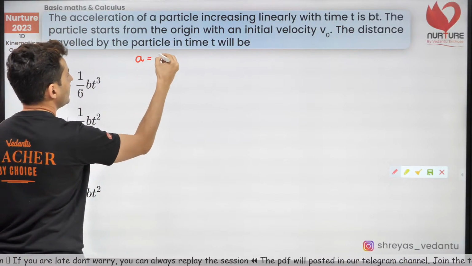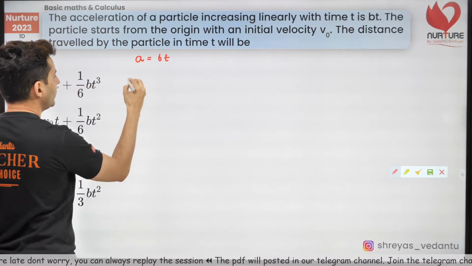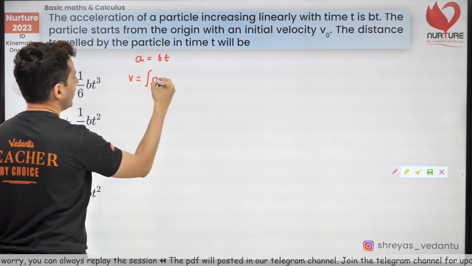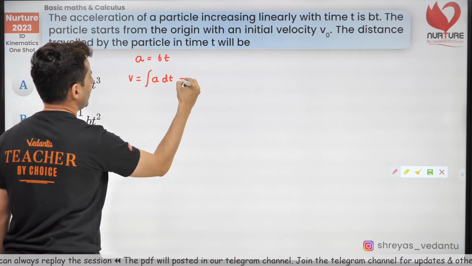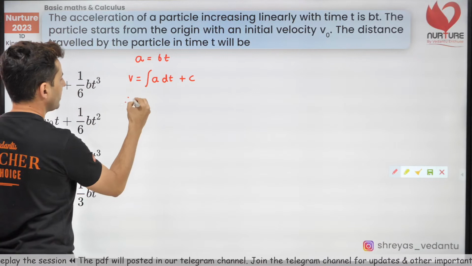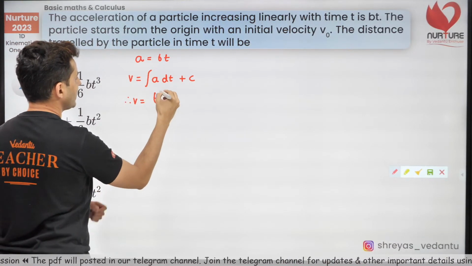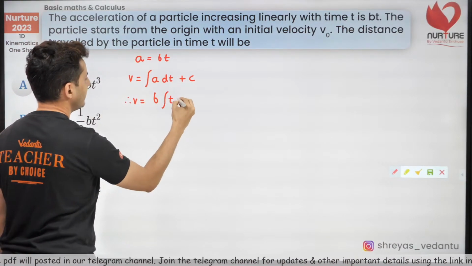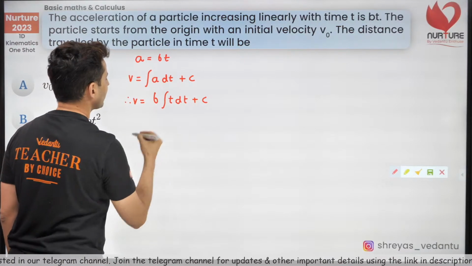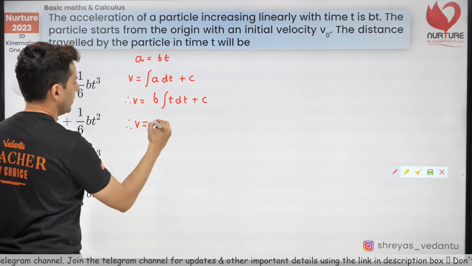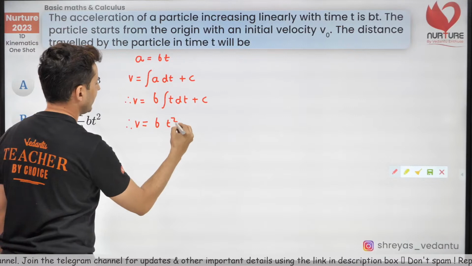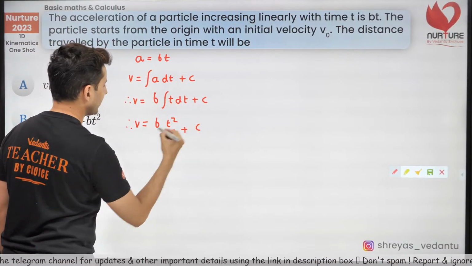So acceleration is bt. Now we all know that velocity is the integral of acceleration with respect to time, and I can put some constant. Therefore, velocity will be b, which is outside since it's a constant, integral t dt plus c. So this will be nothing but b into t square by 2 plus c.